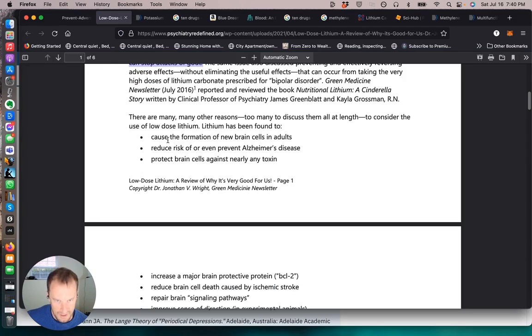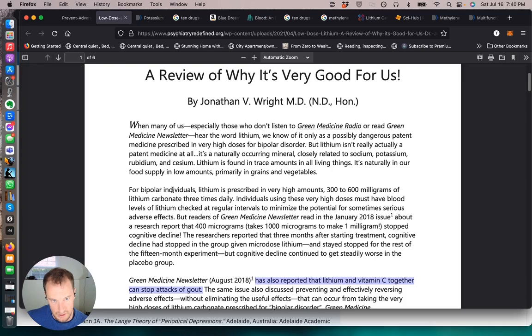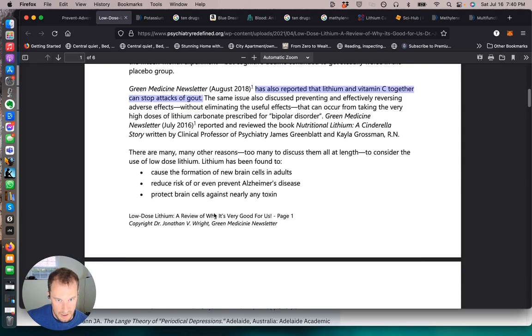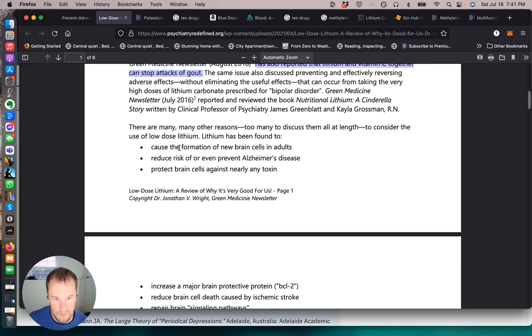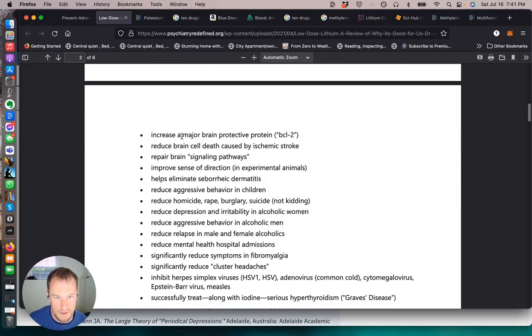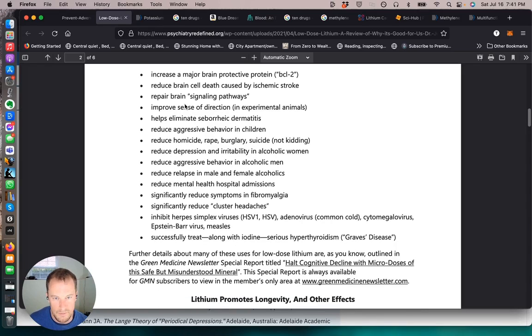So what's my conclusion? There's too many things that lithium is potentially good for. I'm reading from a Dr. Jonathan Wright, MD, in some newsletter that he wrote that I found online. But anyway, here are the things that he thinks low-dose lithium can do. One, it causes the formation of new brain cells in adults, so it helps with neurogenesis. It reduces or prevents Alzheimer's disease. It protects brain cells against almost all toxins. It increases another brain protective protein. It reduces brain cell death under the experience of ischemic stroke. It does other signaling for brain repair.